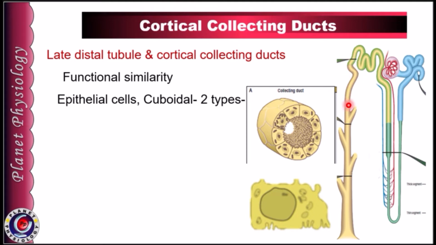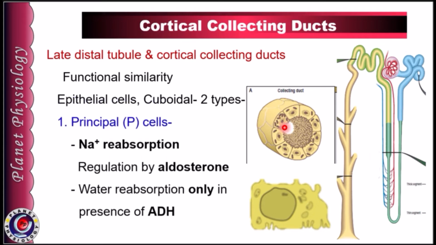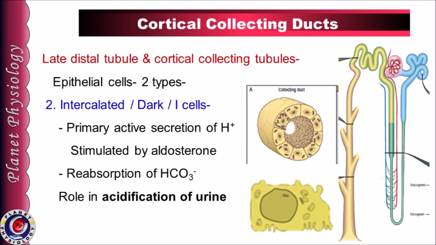Histological features and hence the functions of late distal convoluted tubules and collecting ducts are similar. Both these segments contain cuboidal type of epithelial cells which gradually increase in height to form columnar cells. And these cells are of two types: pale staining principal cells and dark staining intercalated cells. Principal cells are also called as P cells. They are concerned with sodium reabsorption, which is regulated by aldosterone. Principal cells can also reabsorb water, but only in presence of ADH.